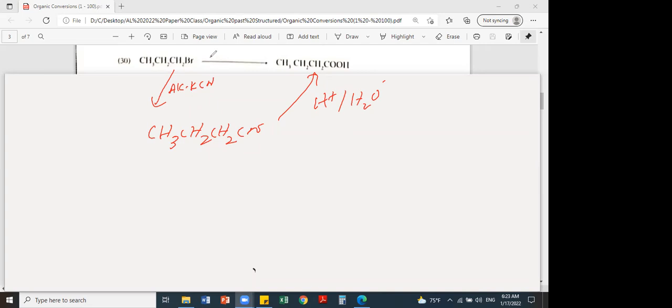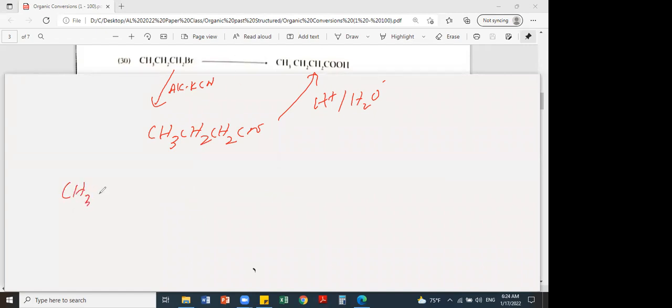You can put alcoholic KCN to replace Br, Cl or iodine with CN. Arkham, in CH3Cl, the Cl part can be replaced with CN minus by putting alcoholic KCN. Halogens can be replaced with alcoholic KCN, CN minus. CN minus will be the nucleophile here, Arkham, and it replaces chlorine. So this is a nucleophilic substitution reaction.